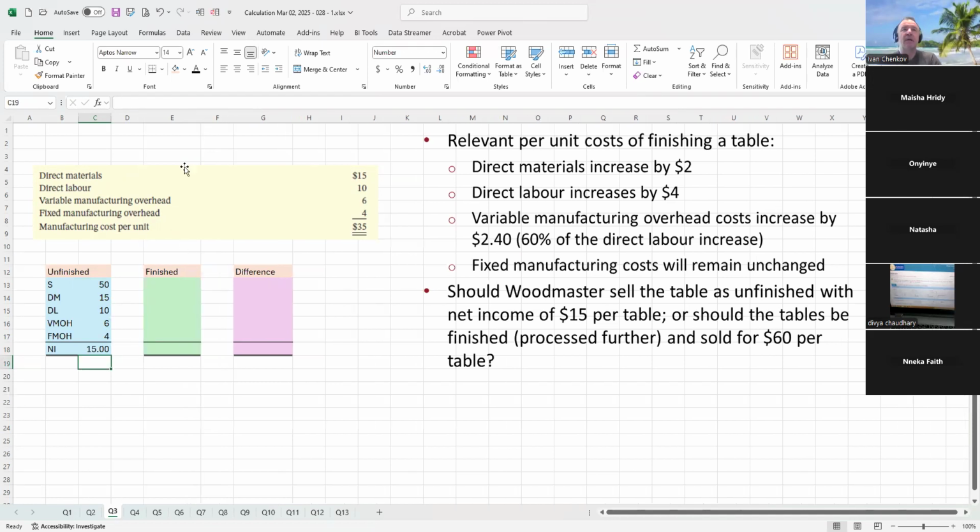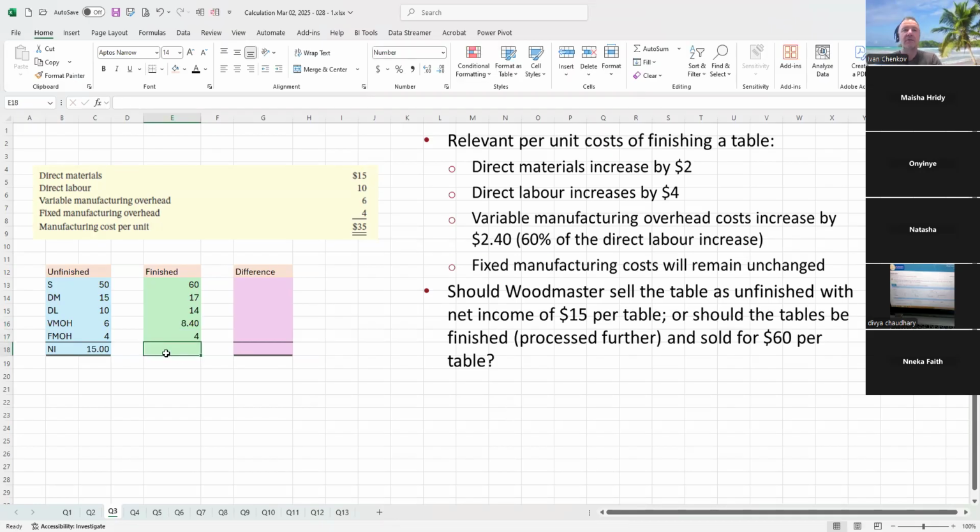Now let's do the calculation if we finish it. If we have a finished table, how much can we sell it for? 60. Sales price will be 60. But direct material is going to increase by $2. How much will direct material be now? 17. How much will direct labor be? Increase by $4. 14. Then variable overhead, which is going to increase by $2.40. That's 8.40. And then fixed manufacturing overhead, which will be 4.